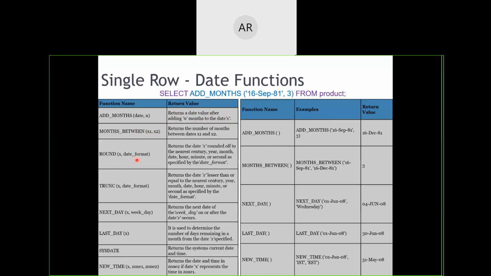Round, just round off that particular date. Truncate, trying to remove some of the months and years. Next day, what will be the next day of that particular week? Last day, what will be the last day of that particular date which we have specified for that year? Sysdate returns the system date and time. New time, the new time zone available for our country will be specified here. All those have been mentioned as examples with their corresponding resultant values.